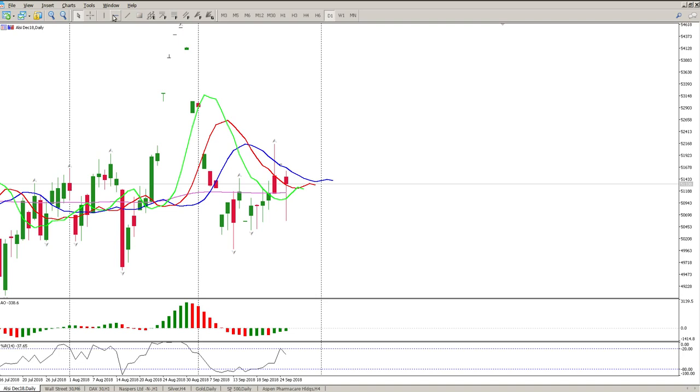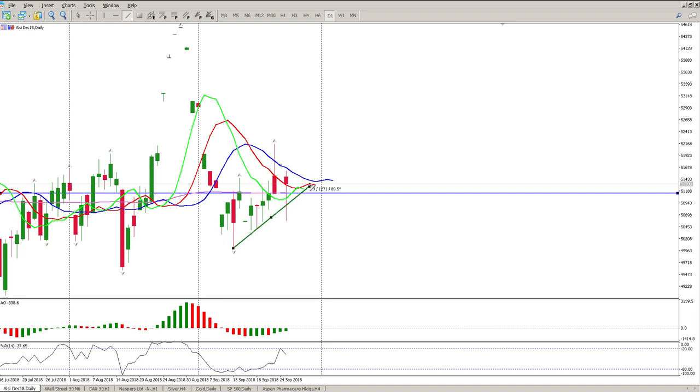So a couple of things here. The first thing is we had a channel drawn in. Well, hang on, first thing, before we get to the channel, let's just put that level in. So that's our 200-day moving average, and we've got a pin bar on the daily off it, which is a fairly significant rejection bar. Okay.